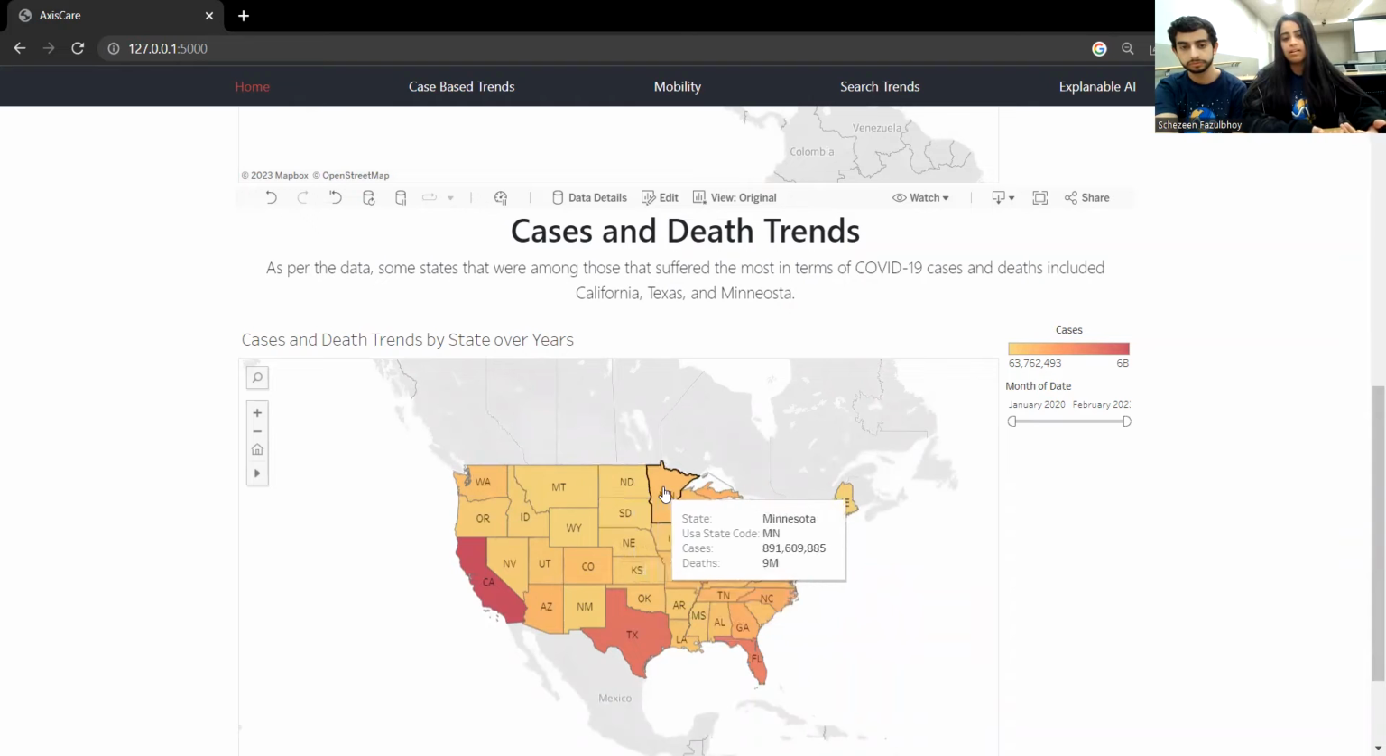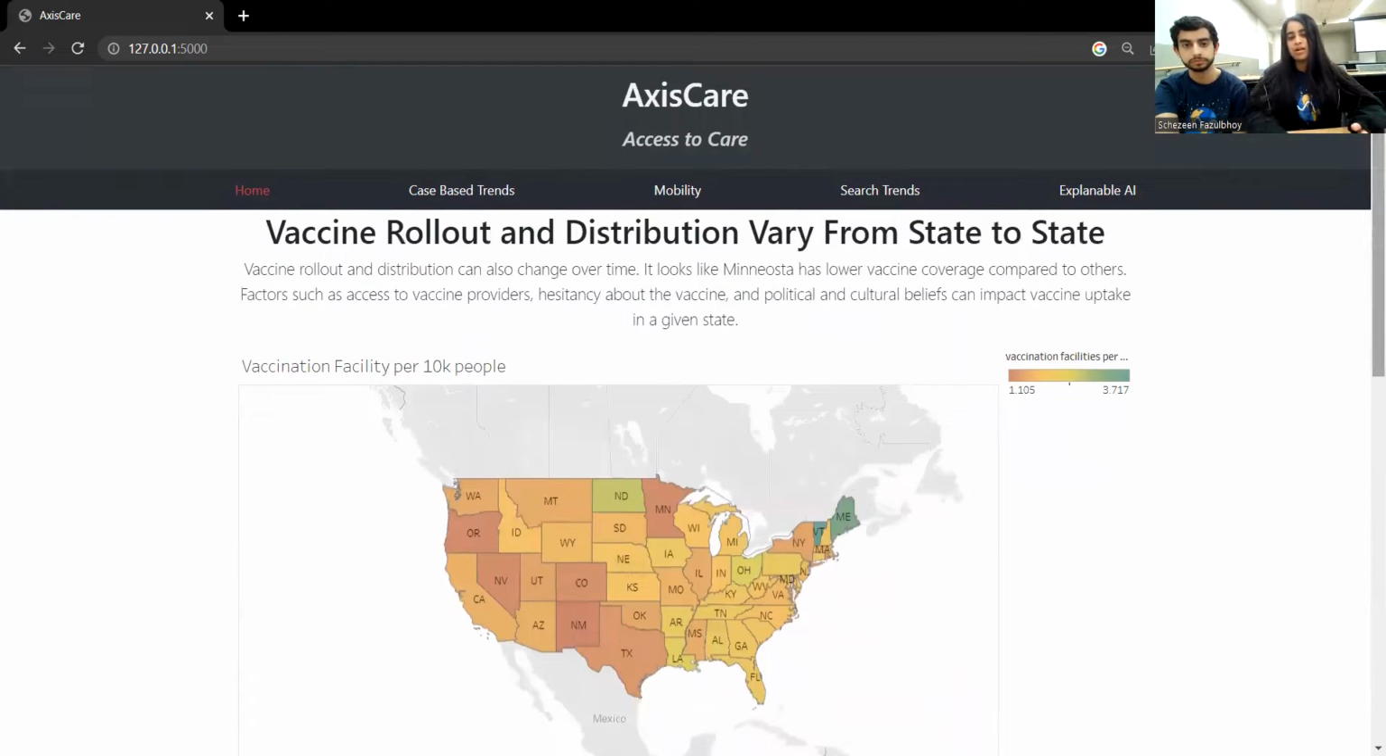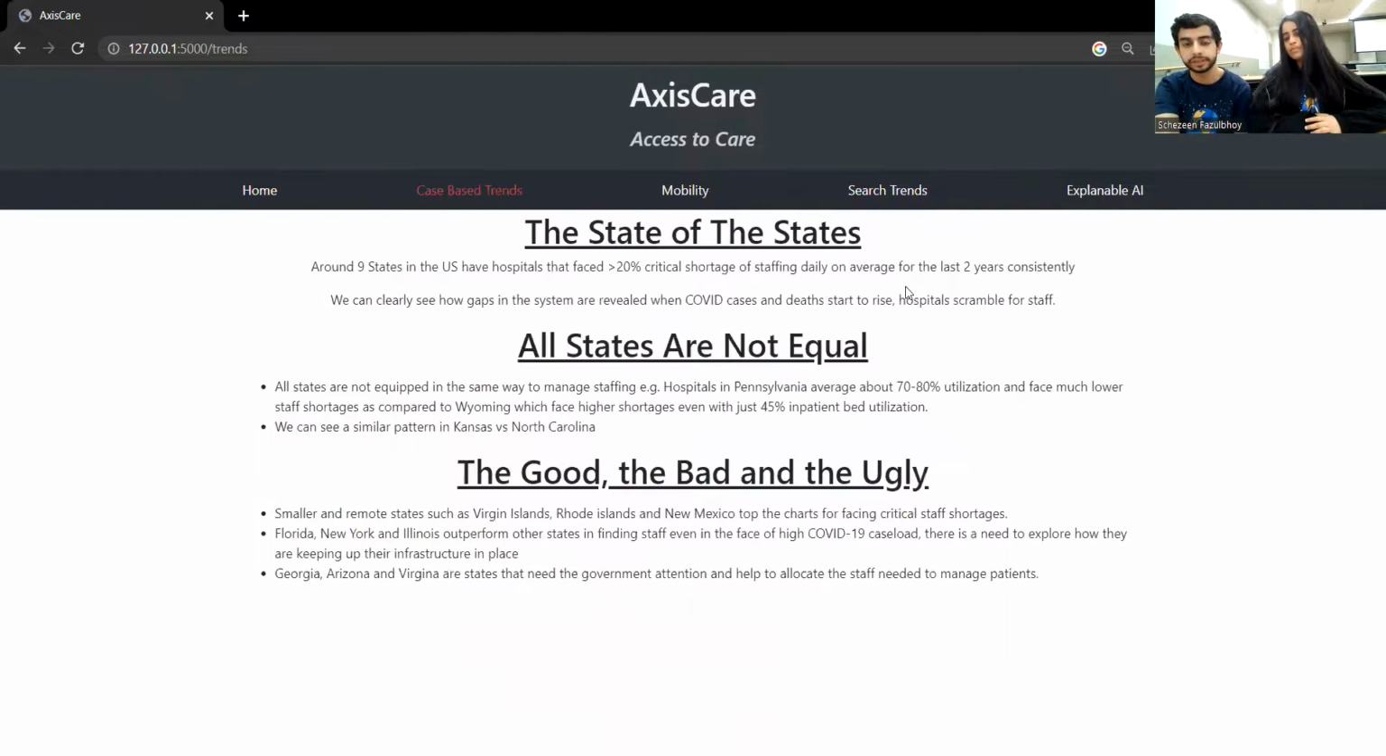The analysis conducted through our project today is aimed at state officials, governments, and policymakers to help them make better informed decisions when it comes to the healthcare systems. So we were able to find some really interesting insights from the data that we gathered.